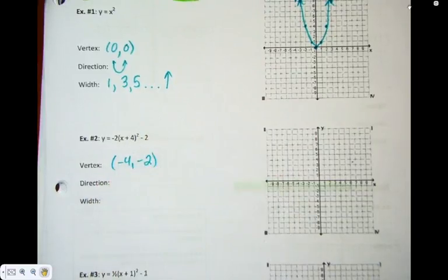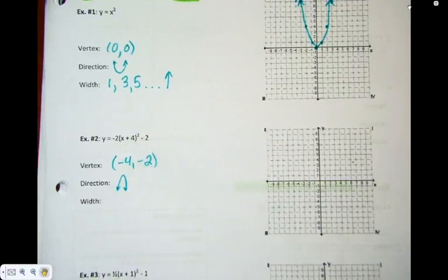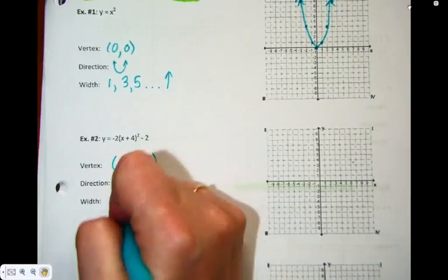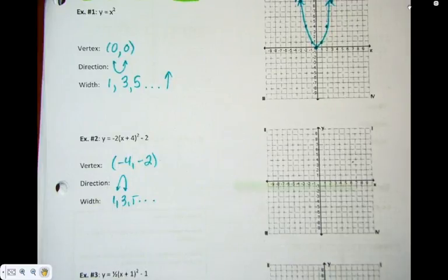Negative 4, negative 2. Do you confirm? What is the direction of this parabola? How do we know it's down? Because of the negative. I start with the standard width, which is 1, 3, 5, dot dot dot. I always start with the standard width.